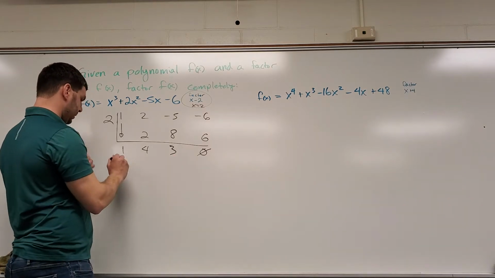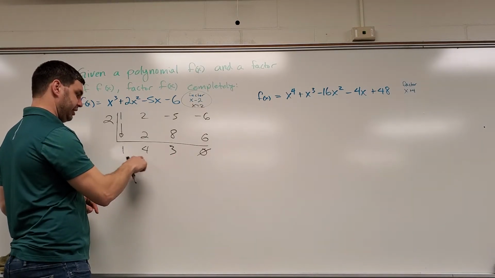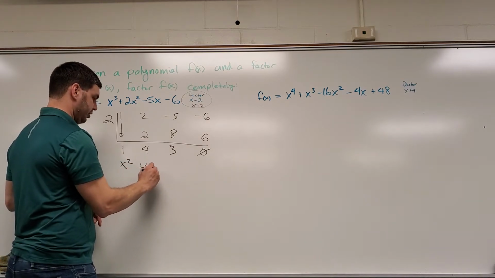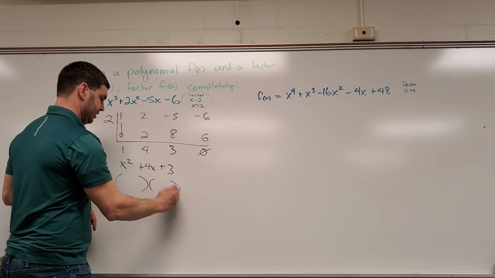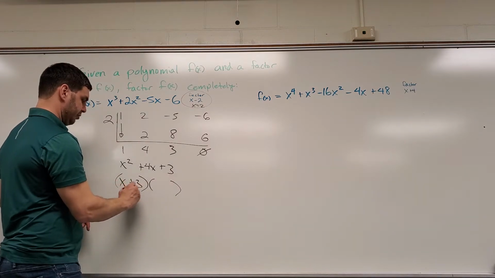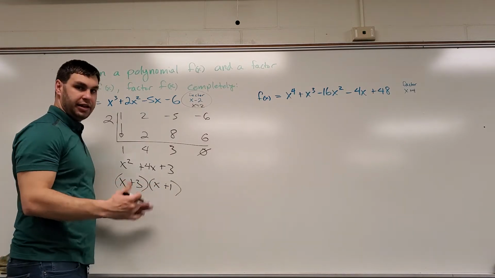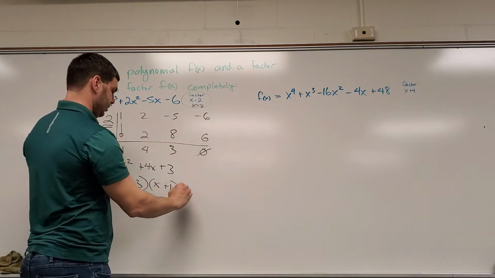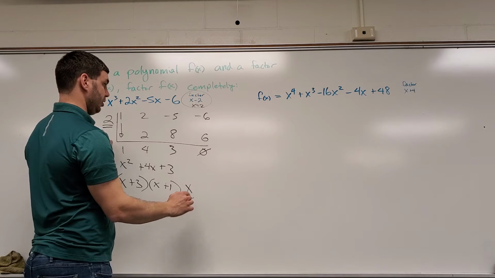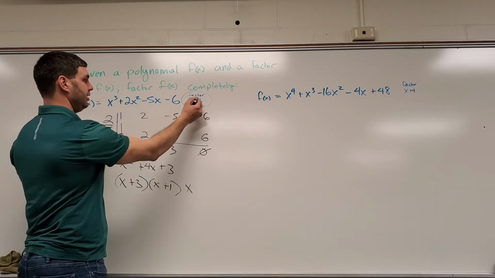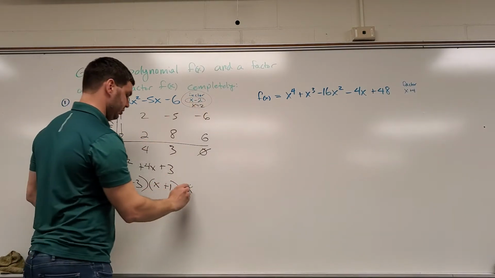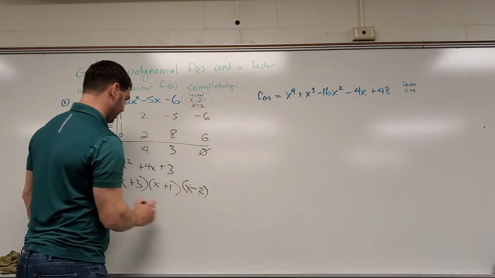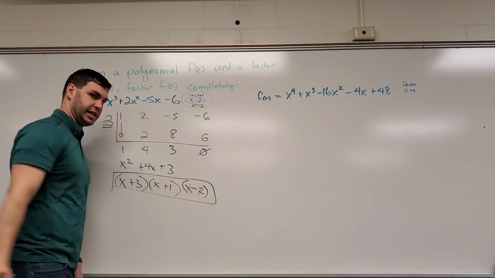All right, then I can take what's left over. Remember, this is my constant, linear, and quadratic term. So we have x squared plus 4x plus 3, which factors nicely into x plus 3, x plus 1. And then also my factor from up above, not the 2, but the factor itself, x minus 2, would be completing that factorization.